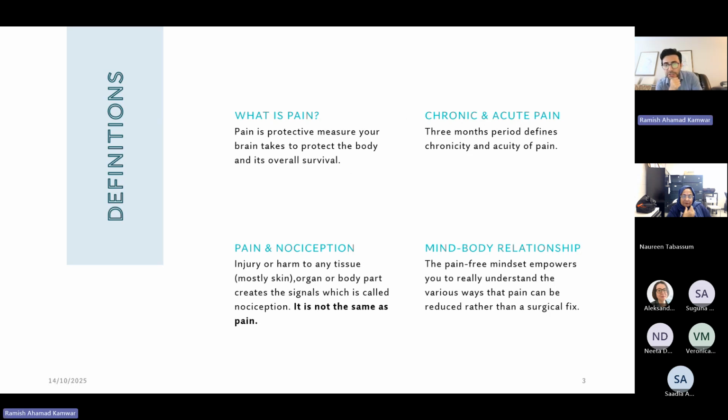So coming to definitions, what is pain? Basically, evolutionarily, we have pain as a protective measure, to survive, to protect our body. If there is something wrong with our body, there has to be a signal to tell us to take care of yourself, protect yourself from this harmful situation. So basically, pain is something that evolved in every being, specifically in our species, to protect us.